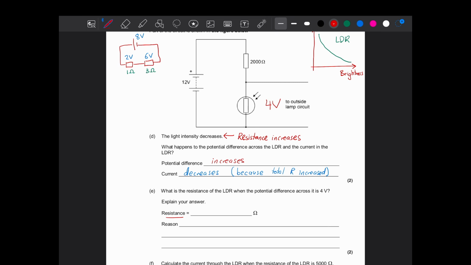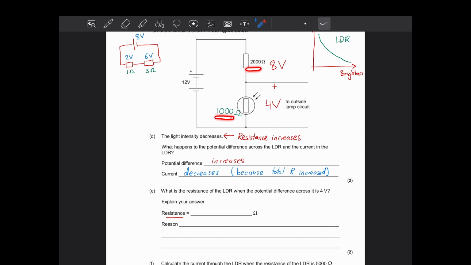Okay, so the trick here is to remember that this is a potential divider, and since I had 12 volts to start, that 12 is going to be split between these two resistors. If 4 volts goes there, then I'm going to have 8 volts over here. They add up to give 12. Since 8 is double 4, and this resistor has a value of 2000 ohms, the LDR compared to the fixed resistor must have a resistance that is half of 2000, which is 1000 ohms. So look at how those ratios are the same.